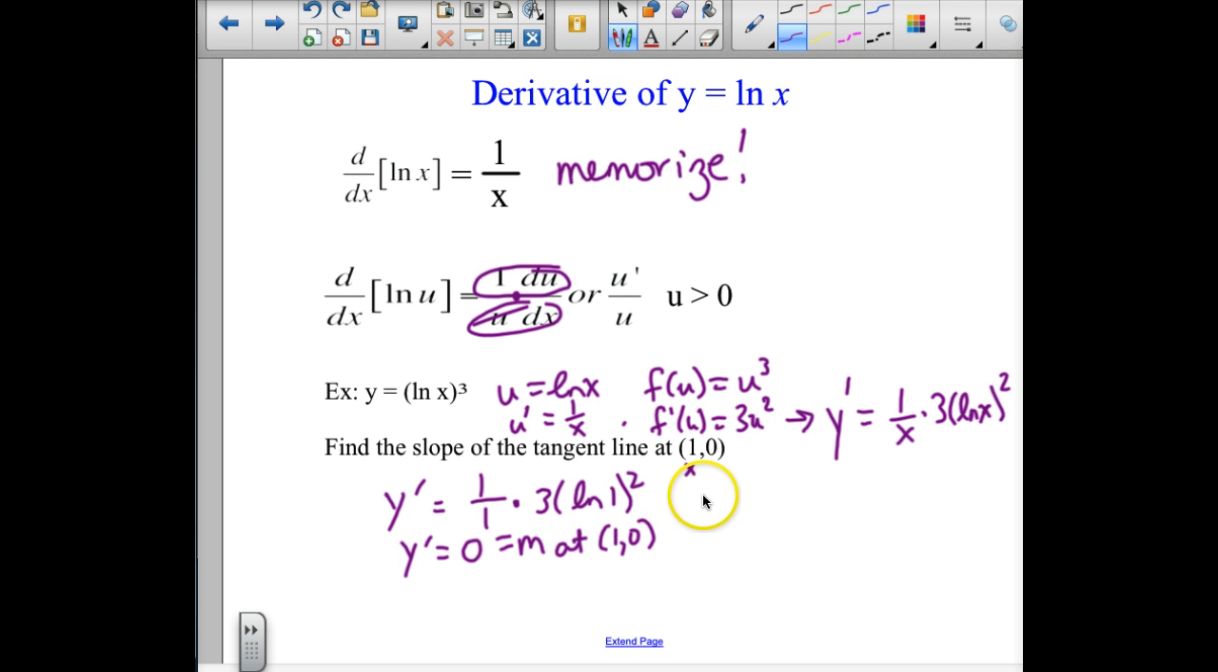So what's the equation of the tangent line? y minus y1, this is our y1, equals m times x minus x1, which simplifies to y equals 0. So we have a horizontal tangent line at y equals 0.